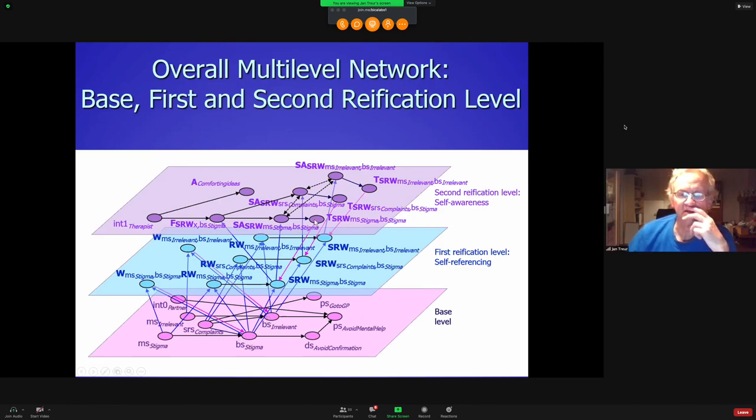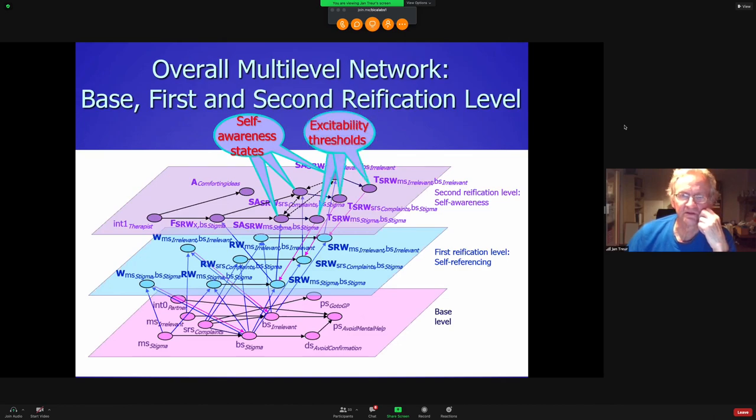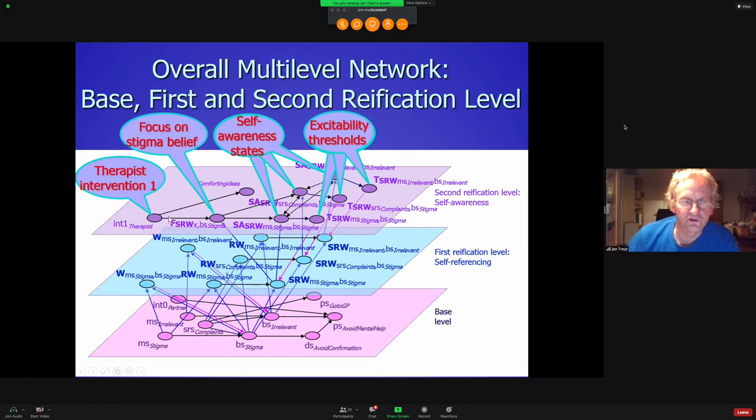execution of the states. Here we have connections that make the excitability thresholds of these lower, so that there is a better chance that these self-referencing states catch some values, because they don't need to have values. Maybe there is nothing like that in the mind of the person, but this should be helping them. So these are the main things on that level: the self-awareness states, the excitability thresholds that are used at the level below, and the therapist intervention. This therapist intervention works via a focus on this stigma, the belief stigma.